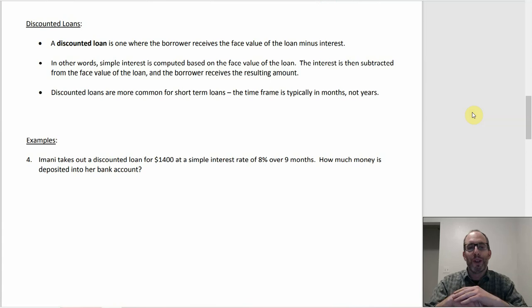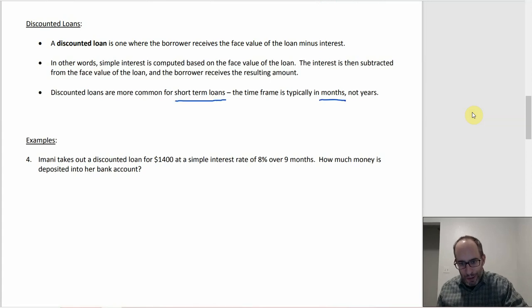Pretty much. And that's what it says in that second bullet point, right? And so these are common for short-term loans. This isn't really a long-term loan thing, usually. And what that means, if it's short-term loans, months, right? So short-term loans, months. So there may be adjustments that you have to make.